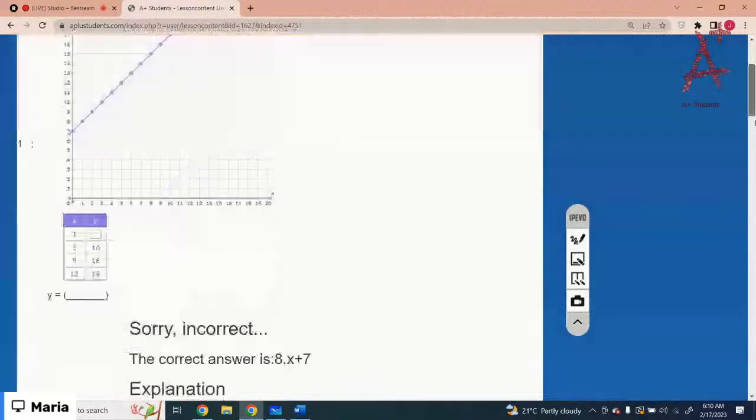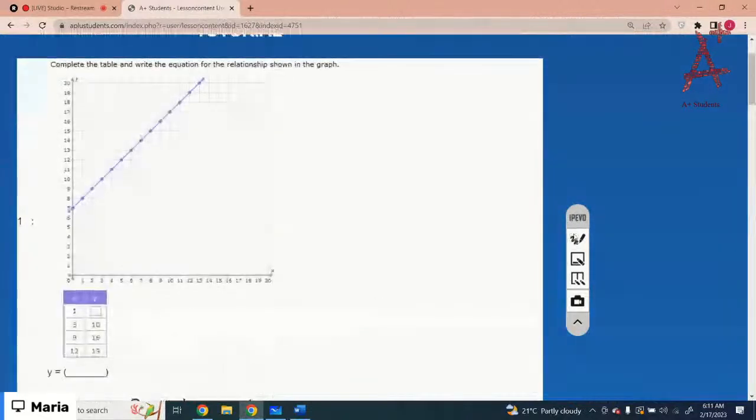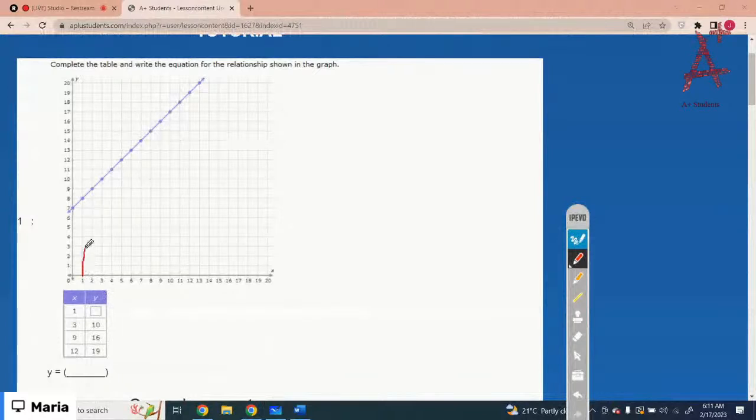Got it? So let's just start by completing the table. When x is 1, you have to see the y value. Here you have x is 1. Just match it to the graph. When x is 1, y is 8. Got it? Now we have to see how to write the equation. Just find a relationship between the x and y values.